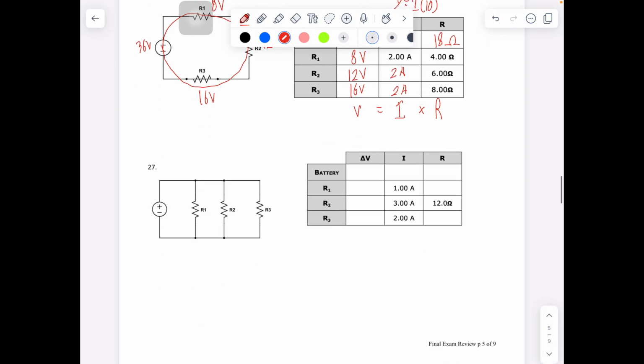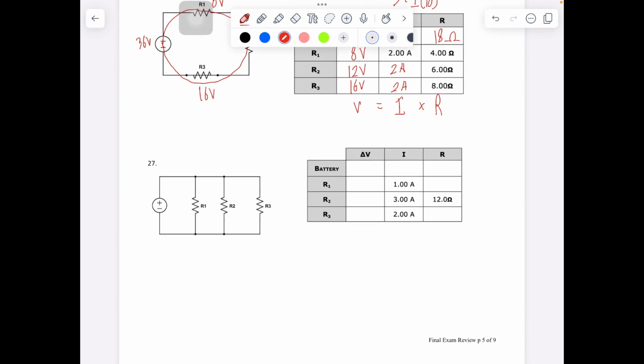Let's move on to number 27. We have this parallel. Now, we don't have any voltages. We do have currents. What I like to do is I like to label my currents flowing through resistor 1. We have 1 amp. Flowing through resistor 2, we have 3 amps. Resistor 3, we have 2 amps.